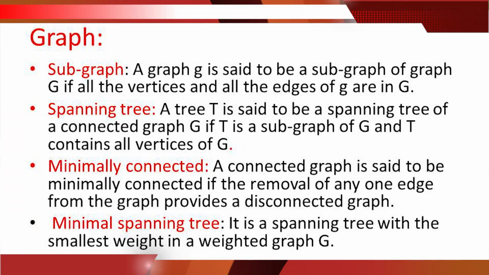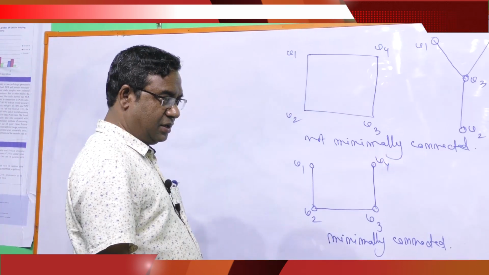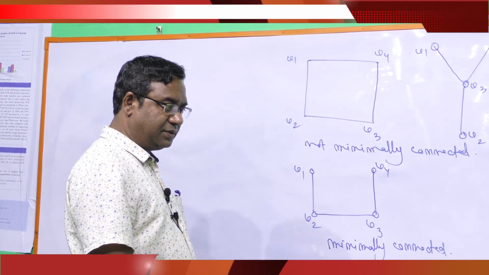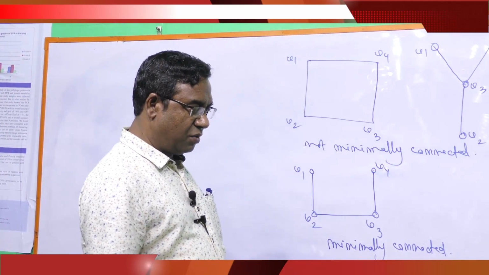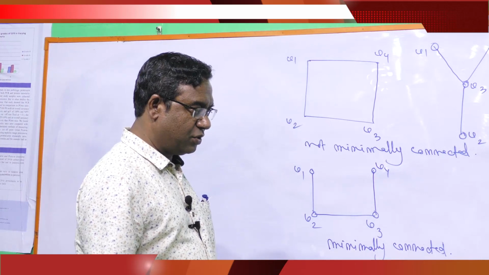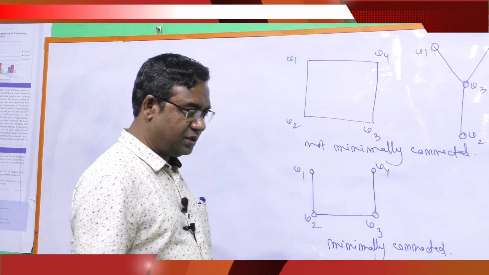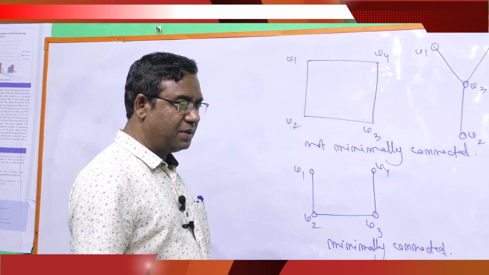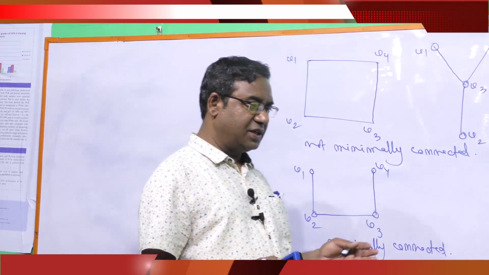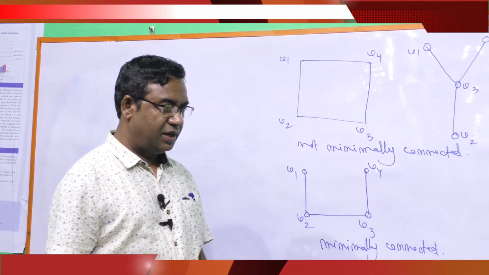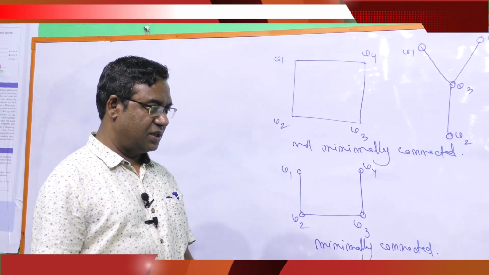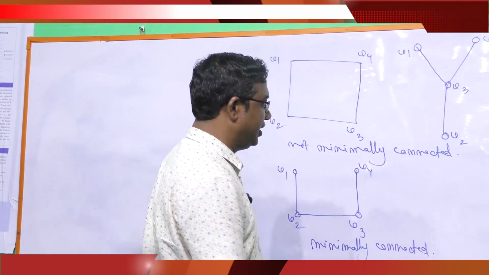Next, minimal spanning tree. It is a spanning tree with the smallest weight in a weighted graph G. So a minimal spanning tree is a spanning tree having the smallest weight. Smallest weight means in terms of distance, minimum distance. A spanning tree giving minimum length or minimum distance, or a spanning tree with minimum cost. This is called a minimal spanning tree.